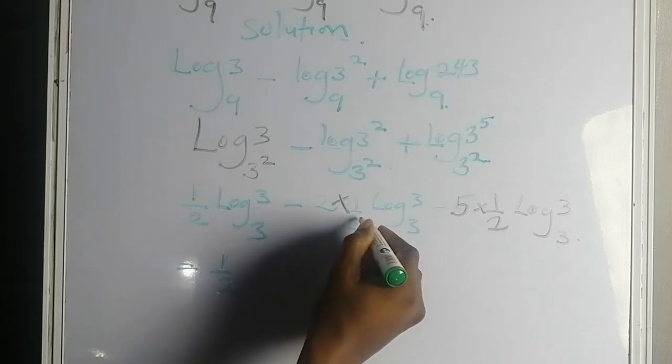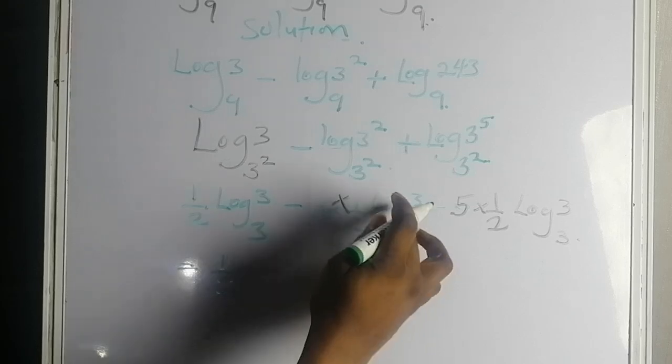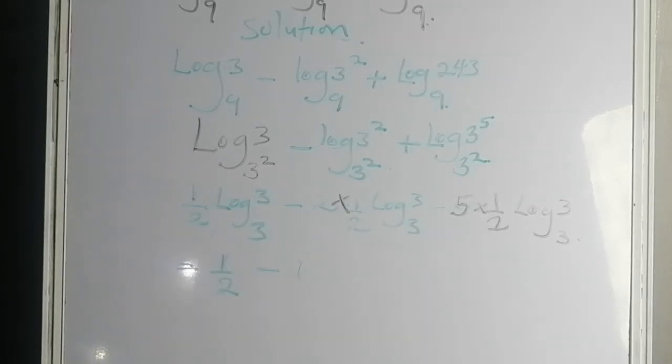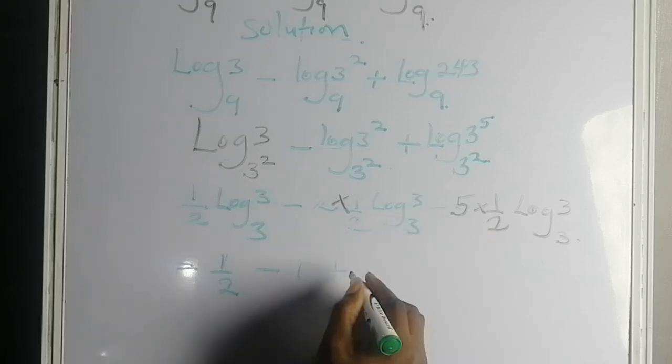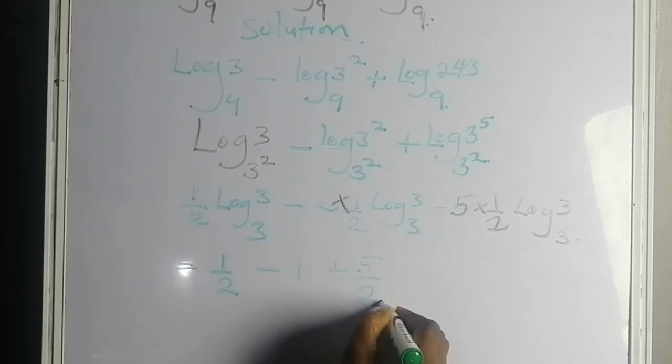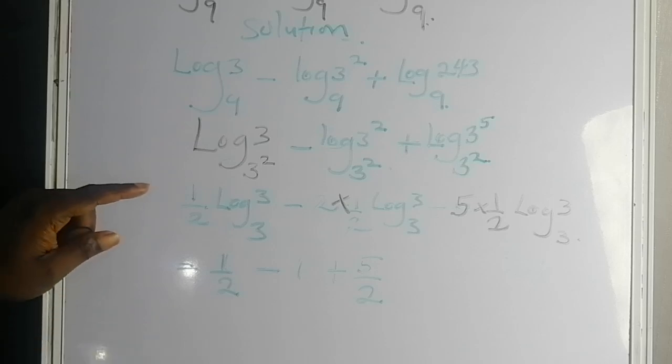Okay, then 2 will cancel 2 here. That will be minus what? Minus 1. Log 3 to base 3 is what? 1. Okay, plus 5 over 2. Log 3 to base 3 is equals to what? 1.